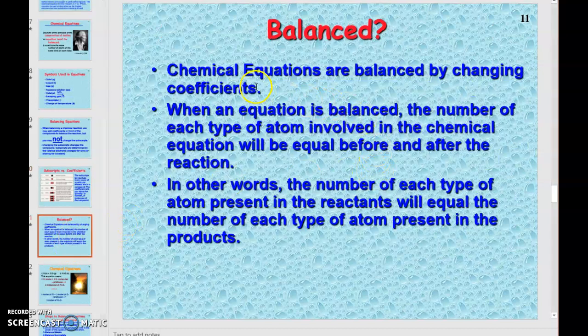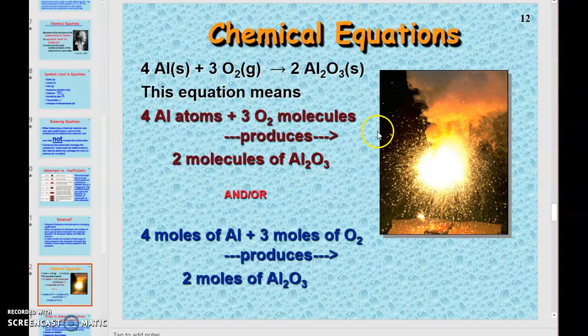All right, so how do we balance equations? We're going to balance them by changing coefficients. When an equation is balanced, the number of each type of atom involved in the chemical equation will be equal before and after the reaction, or in other words, the number of each type of atom present in the reactants will equal the number of each type of atom present in the products.